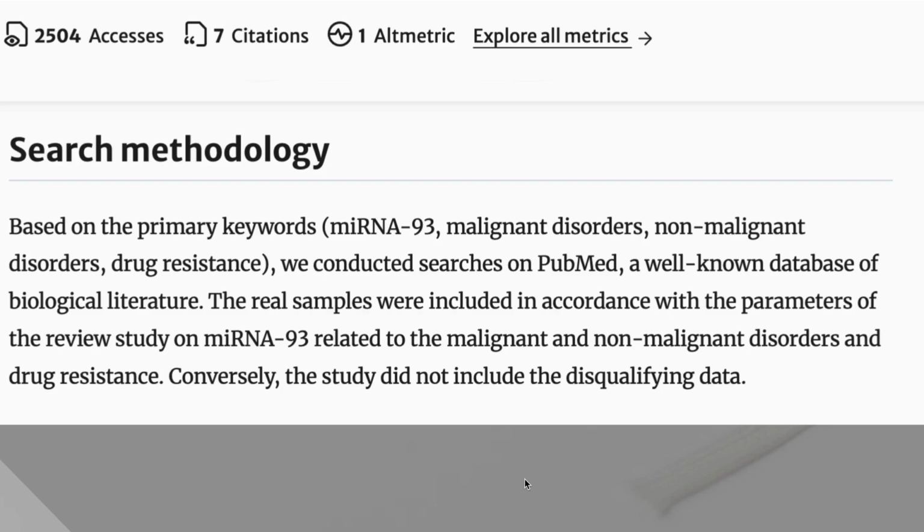So, based on our keywords, you can mention your keywords. We used PubMed to collect the data, and finally look at the end of the sentence: the study did not include the disqualifying data. This is a methodology in a review article, and you can use it in your review methodology.